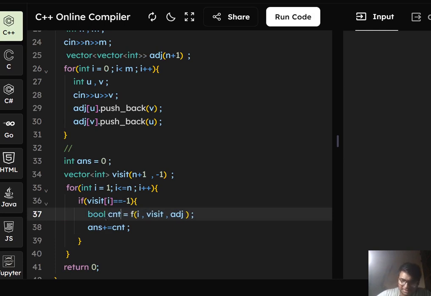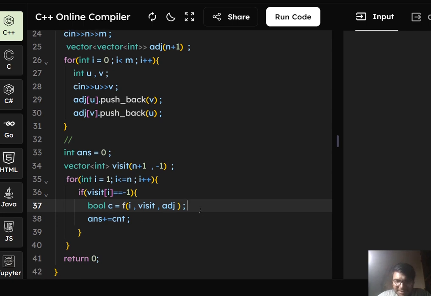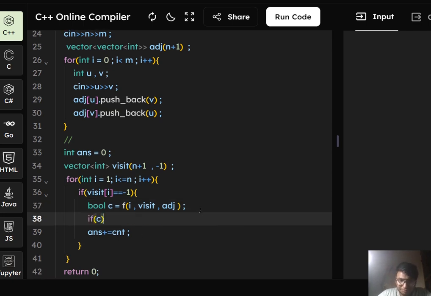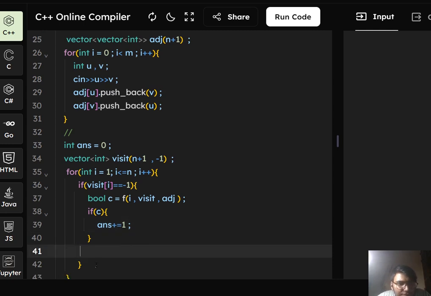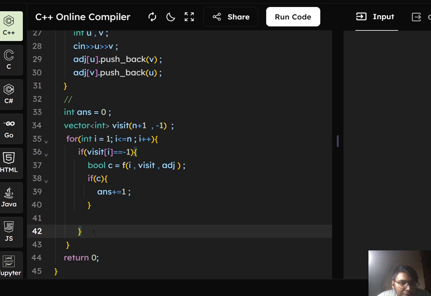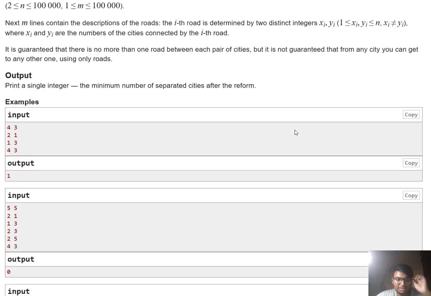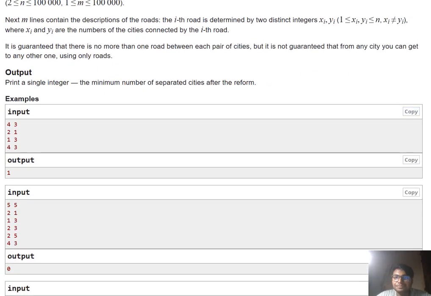So let's have a boolean C, which will correspond to the cycle. Is there a cycle? If yes, we have a cycle, then the answer will be updated accordingly, only if there is a cycle. Cool. I hope this logic would work. Let's see if the sample test cases are running or not.